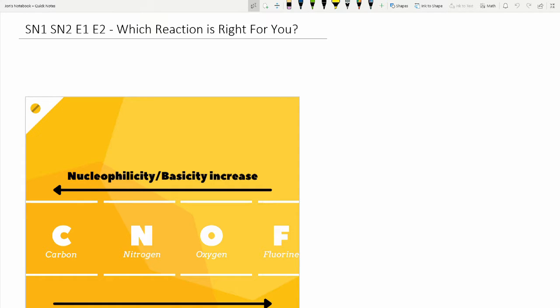So if we look at the periodic trends, nucleophilicity and basicity increase as you go left of a row. Now if we compare oxygen and fluorine, fluorine is more electronegative than oxygen. Fluorine can stabilize the negative charge better because it's more electronegative, thus it's more acidic. Just FYI, as you go right, the more electronegative the atom is, the more acidic it is.